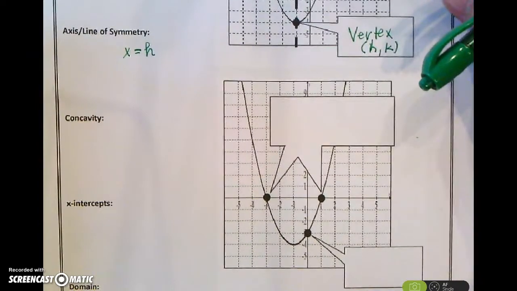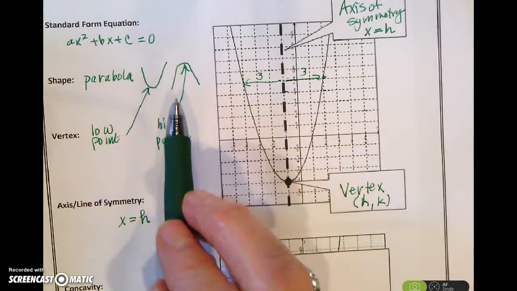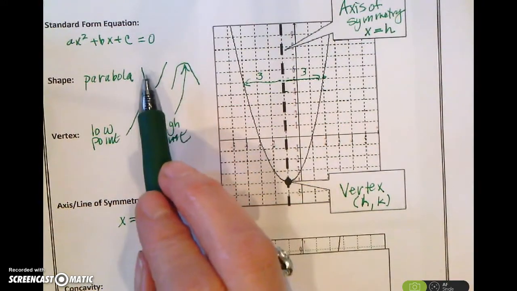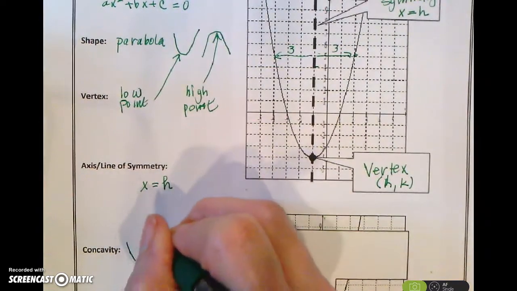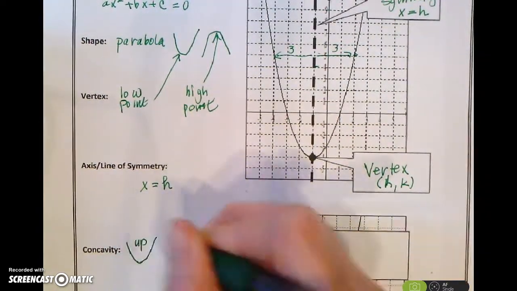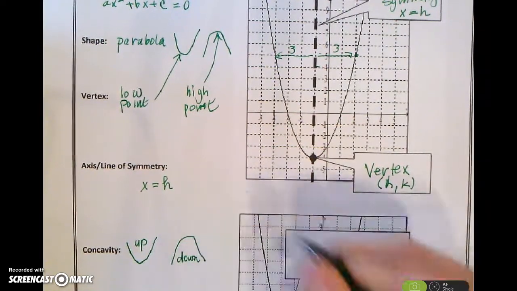All right, so let's look at the bottom half of this. Concavity: when I said a parabola can either open up or down and be a function, when it opens this way, this would be concave up. And when it opens this way, this would be concave down.